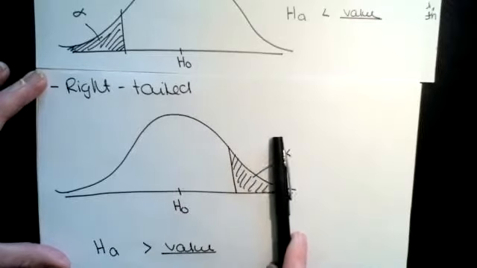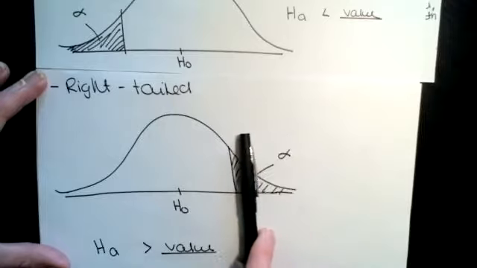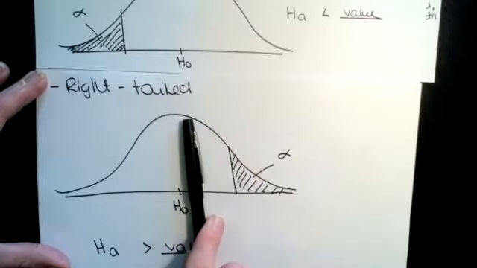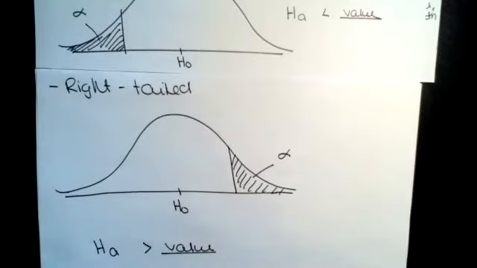Again, I don't know if it's way over here, or if it's halfway, or if it's closer to my null. I don't know. We'll find that out. Okay. So those are the 3 different ways you can set up your hypothesis test.